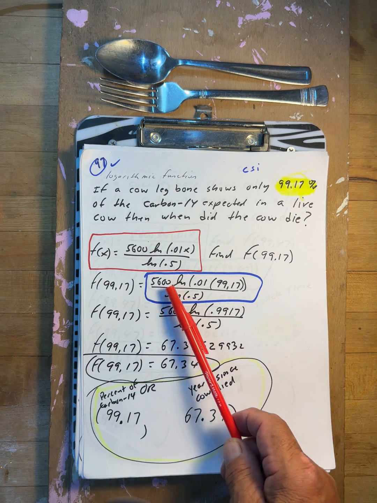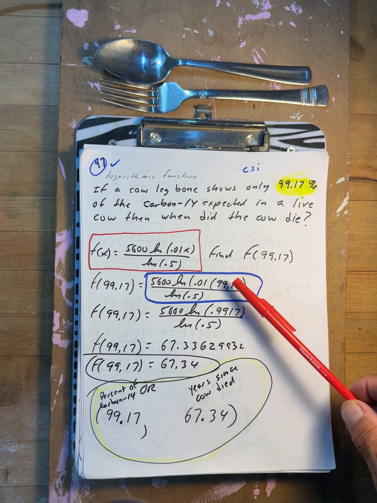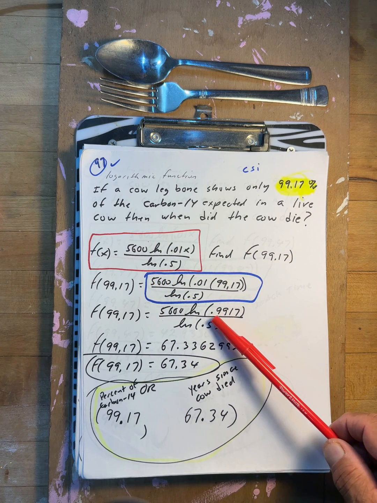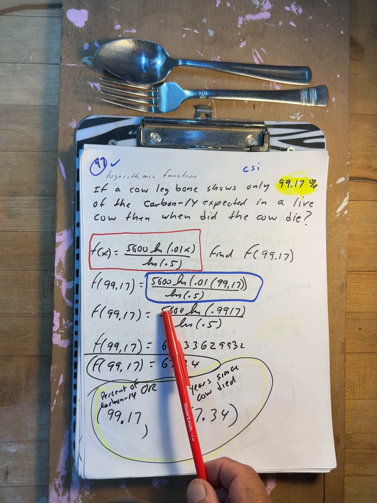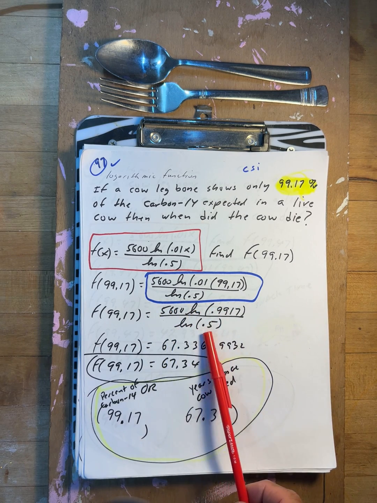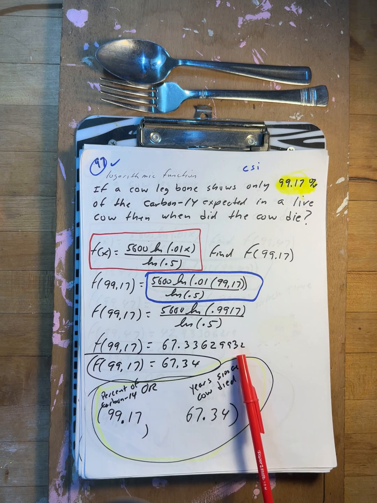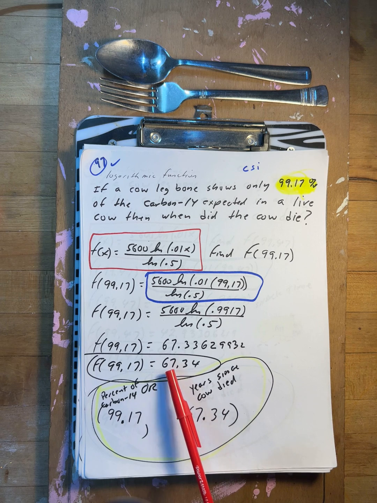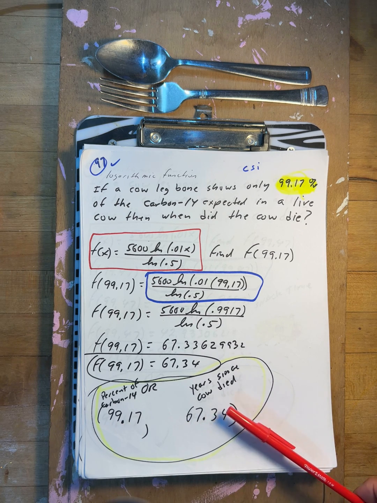Okay, let's use this other formula. 5600 times this. Put the numbers in there. This is going to give you 0.9917. So now all this, do it on the calculator. This number times ln of that divided by ln of 0.5. All this at one time is going to give you this answer. Round it off to what? 67.34. So if the percent of carbon-14 in there is 99.17, it's been 67.34 years since that cow died.